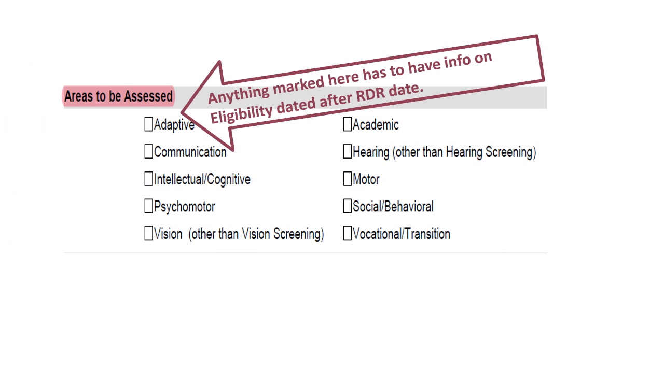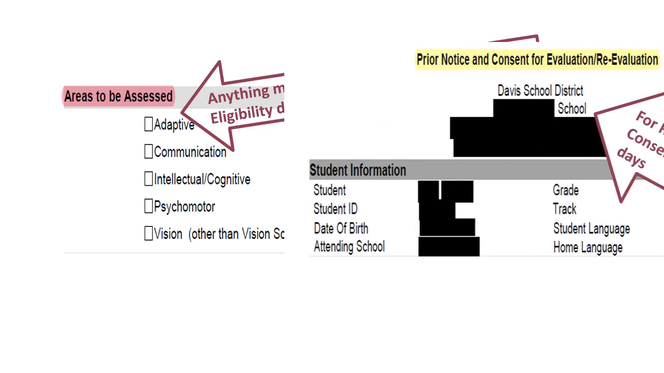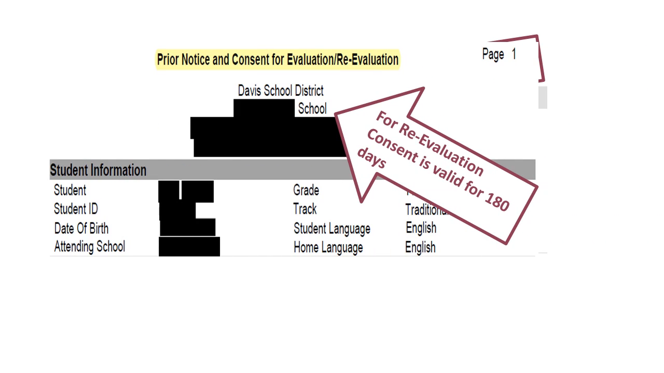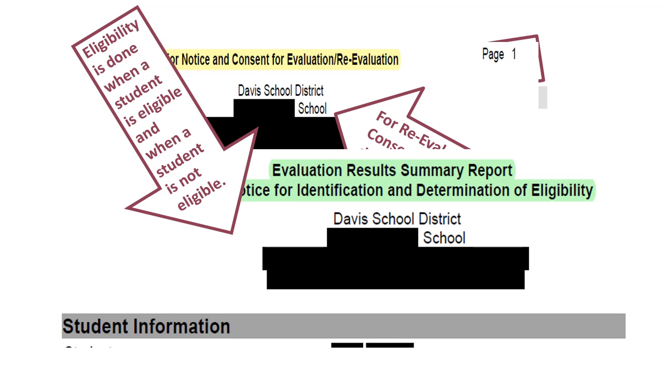And finally, a few key reminders. Anything marked as an area of evaluation on the reevaluation data review form needs to be evaluated. Formal and informal evaluation are allowed. Consent for evaluation is valid for 180 calendar days. And the eligibility form is completed when a student is eligible and when a student is not eligible.